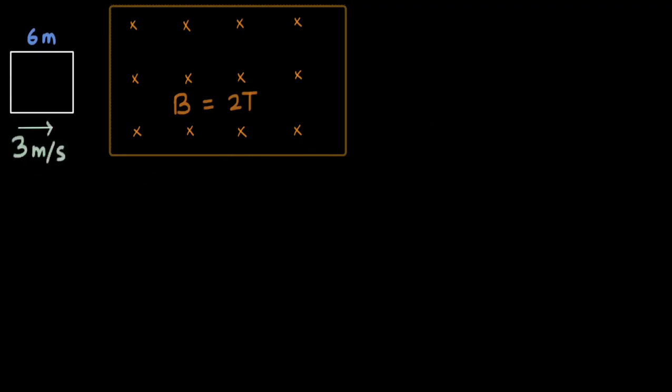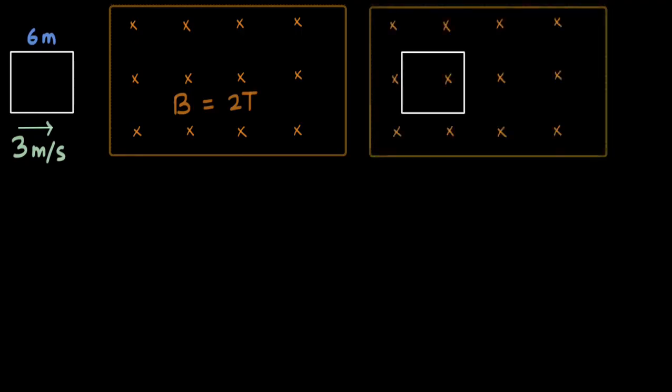Because it is moving to the right, after some time, this square loop will completely enter the region of uniform magnetic field and will look just like this. The question is to figure out the magnitude of the average EMF induced when the loop has fully entered the region of uniform magnetic field. Why don't you pause the video and try this one on your own first?